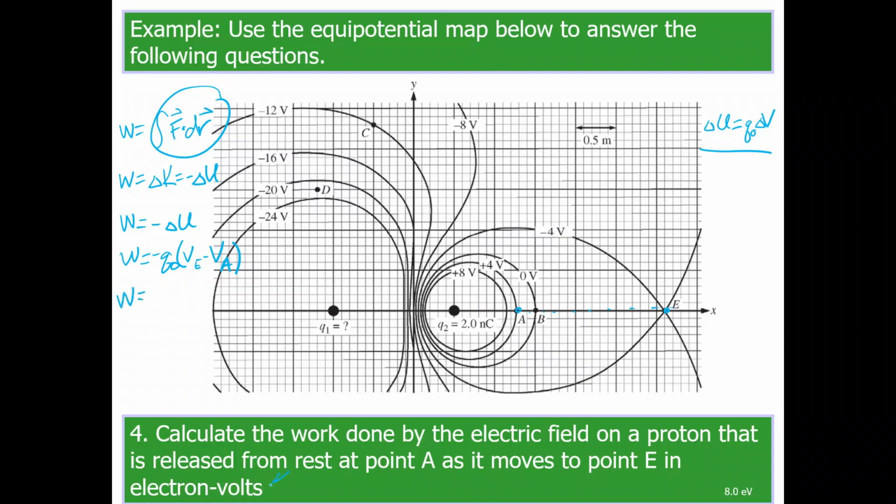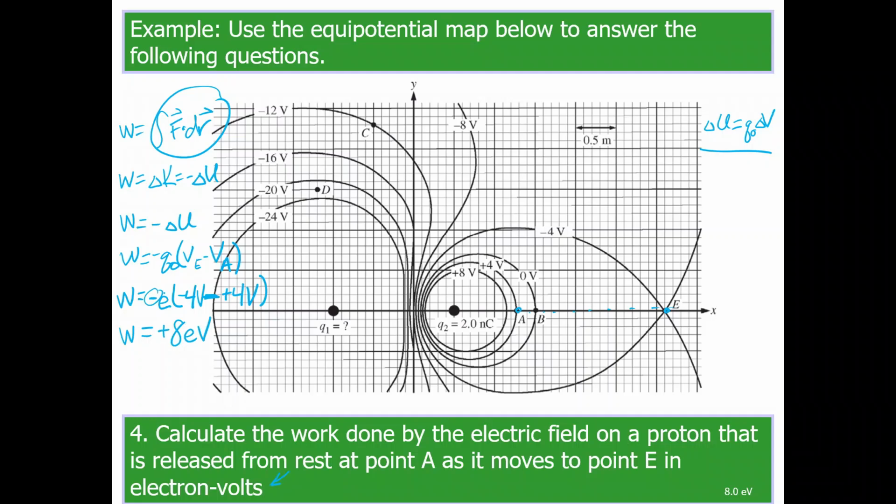Now, because I want to be in electron volts, I am not going to plug in 1.6 times 10 to the negative 19 coulombs. I'm just going to leave that as e. So I get negative e, and then my V at B is negative 4 volts, minus my V at A, which is positive 4 volts. Sorry, that did not come out well. Give me just a sec to fix that up. So negative 4 minus 4 is a negative 8. But I have this negative out in front, so I get a positive 8 electron volts.